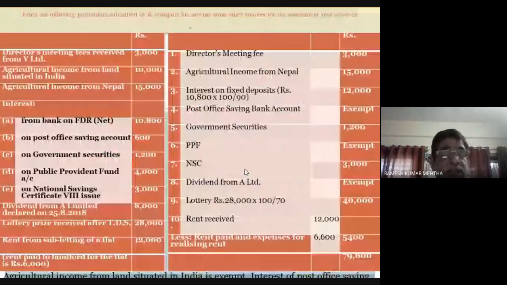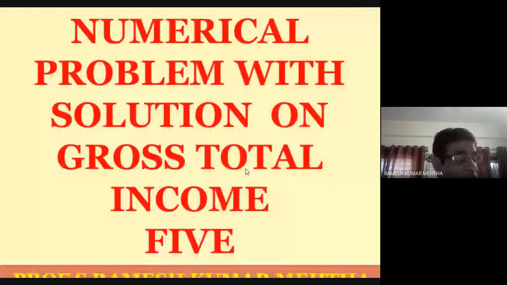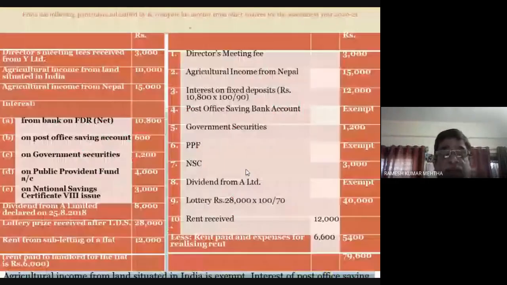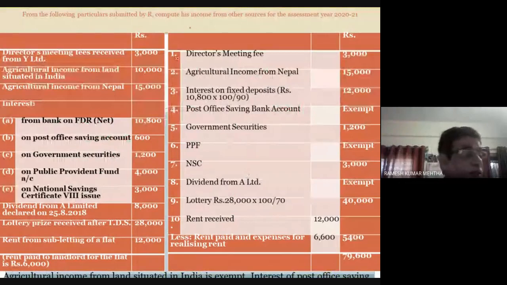So let's take the fifth problem and probably the last problem of the day. Hope this will be a useful session for all of you. This particular fifth problem is the one which has only income from other sources. It doesn't have income from salary, income from house property, profits and gains from business or profession, or capital gains.